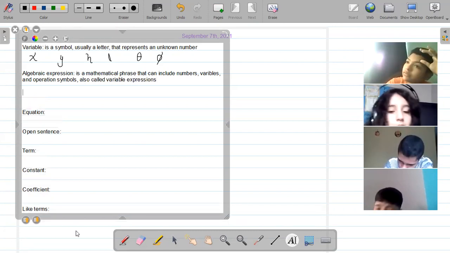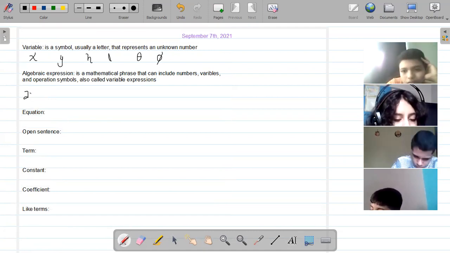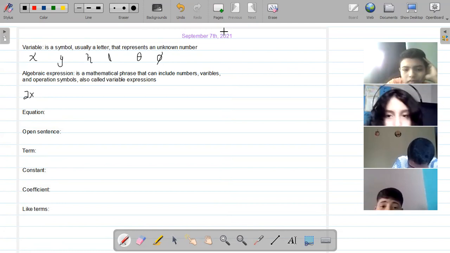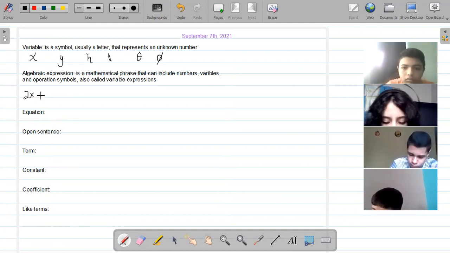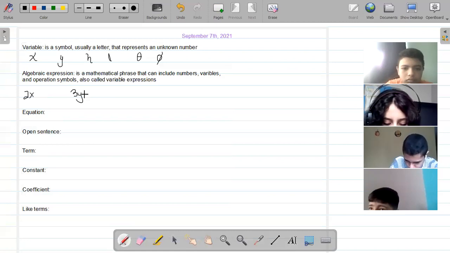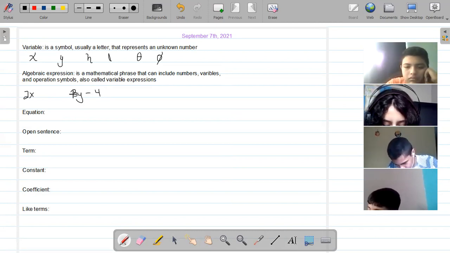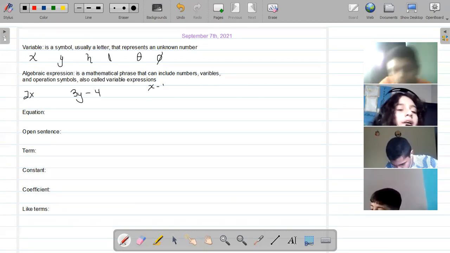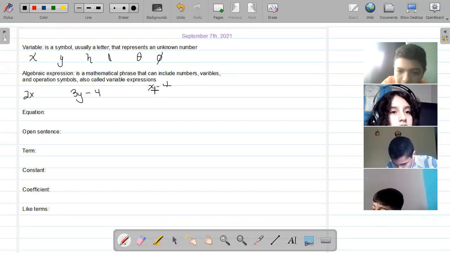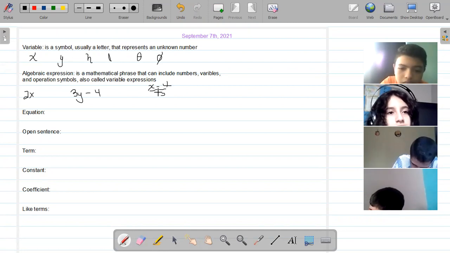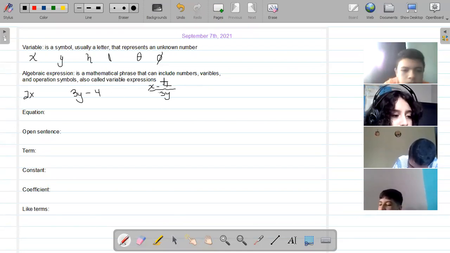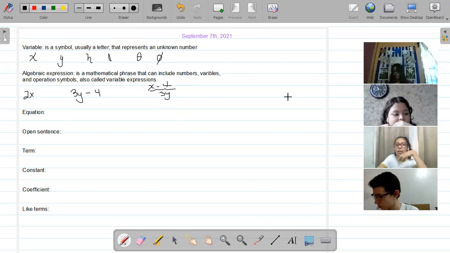So they're basically the same thing, okay, because they're sometimes called variable expressions. Okay, so an example of that, it could be 2x. It includes a number and a variable. It could be, for example, 3y minus 4. It includes two numbers, one variable, and two operations, okay? The multiplication and the subtraction. Or you can even have x minus 4 over 3y. So you got two variables and 3 different operations, okay? So that is a variable expression.